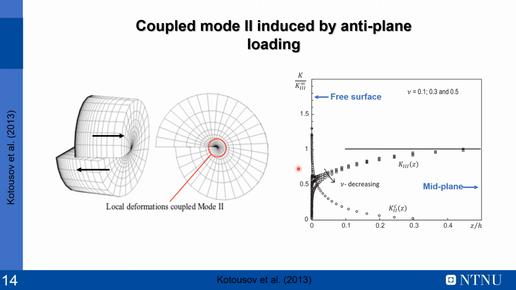The Poisson's ratio dependence of the coupled mode 2 stress intensity factor is not reported, and this could explain the nature of the coupled modes. In fact, the mode 0 induced by in-plane loading is thought to be generated by the Poisson's ratio, while the mode 2 induced by anti-plane loading is thought to be generated by a mechanism of redistribution of the transversal shear stresses at free surfaces.